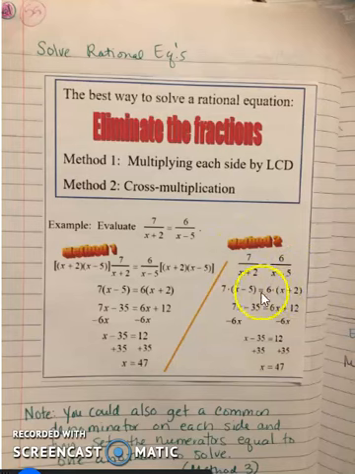When you do that, you'll notice you end up with this same step right here on the left-hand side from method 1. And so you'll go through those same exact steps again and you get the same answer of x equals 47. There is a third method that you could choose to use instead.